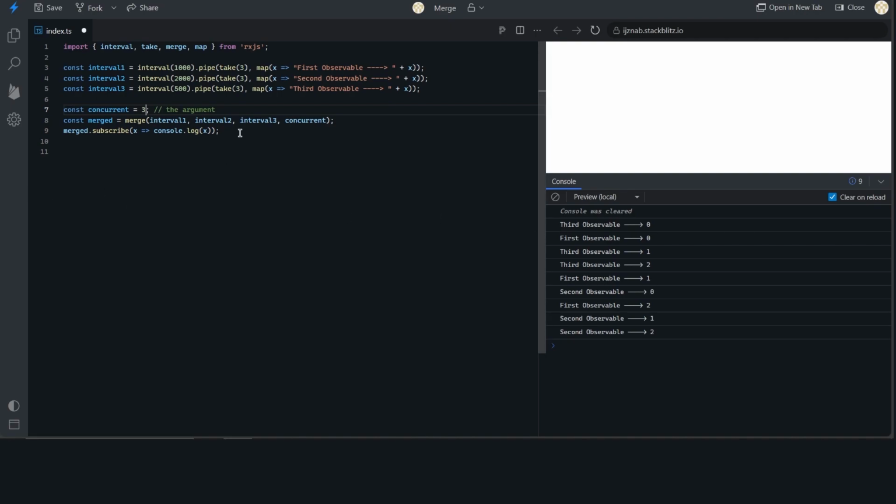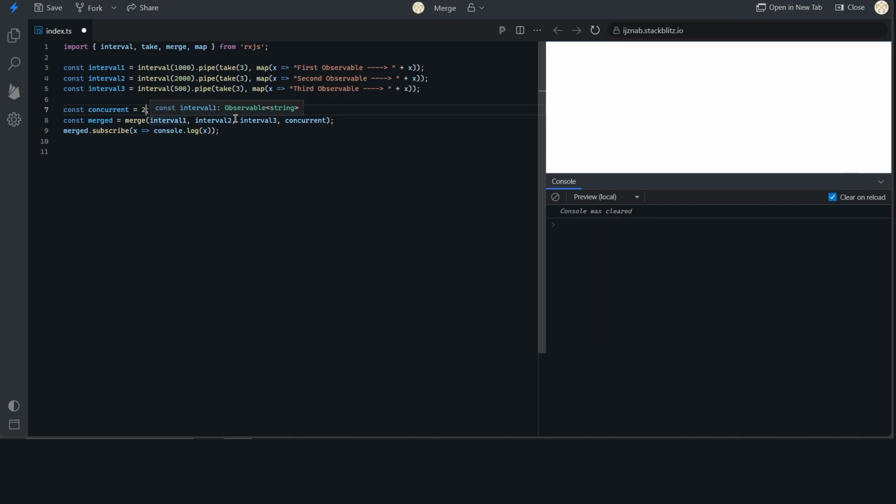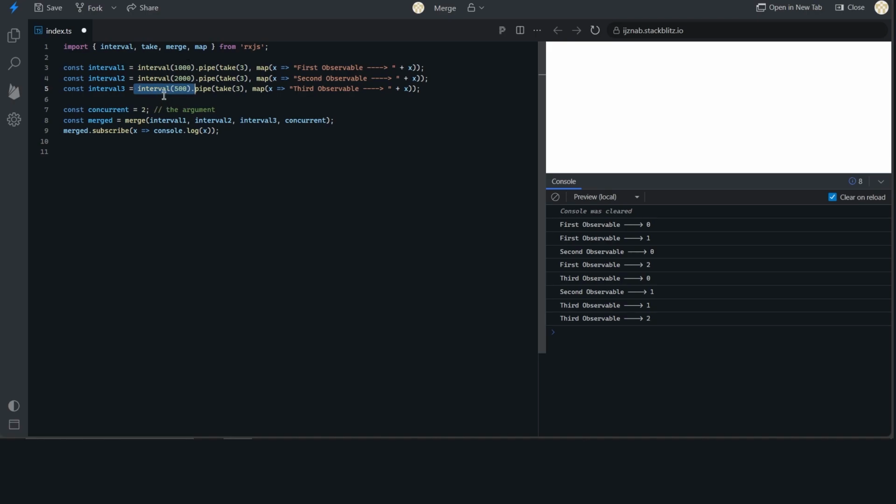Cool. So that's pretty much it for this video. I know this was a small video and we don't have much to talk about for the merge operator. Just to summarize, the merge operator is used to take multiple observables as input, and whatever values they emit, it takes those and gives us an output. It has a last parameter as a number argument; if that is provided, it takes that number of observables into consideration for the very first step. So over here, if you provide concurrent as 2, it only takes interval 1 and interval 2, even though the third interval should have been executed much faster than these two, it wouldn't take that into consideration.